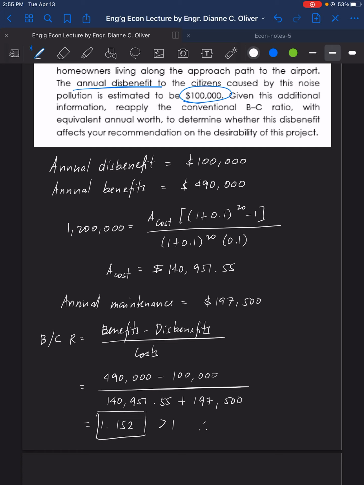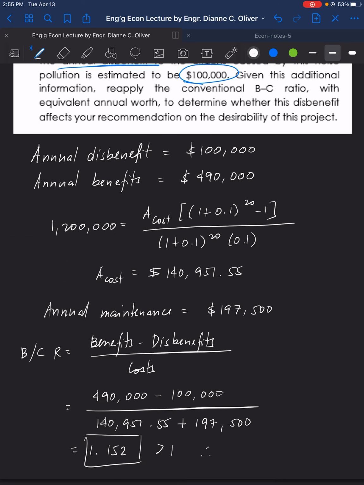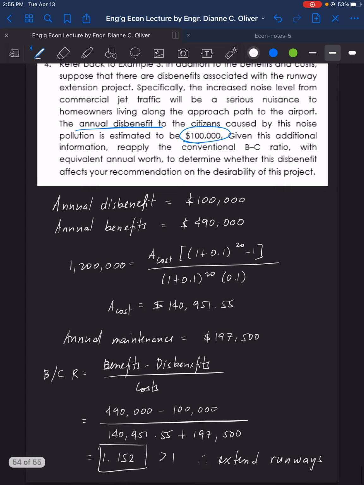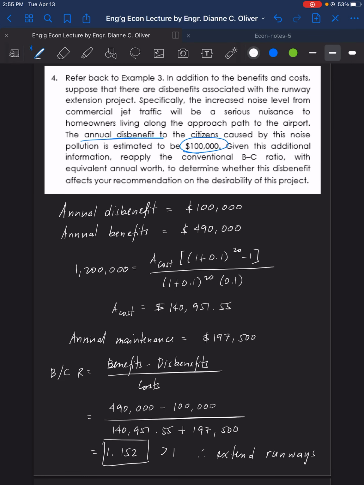Therefore, although we have this disbenefit of noise pollution, it's still profitable. So go extend the runways. This is how government deals with projects. They analyze it properly. Okay, so this is for number 4. That's the last example for this video.